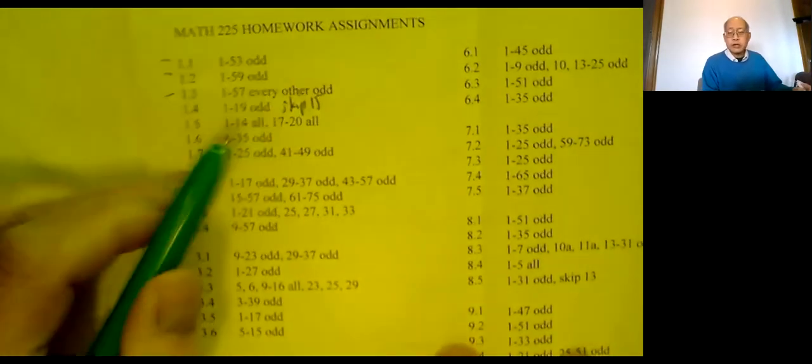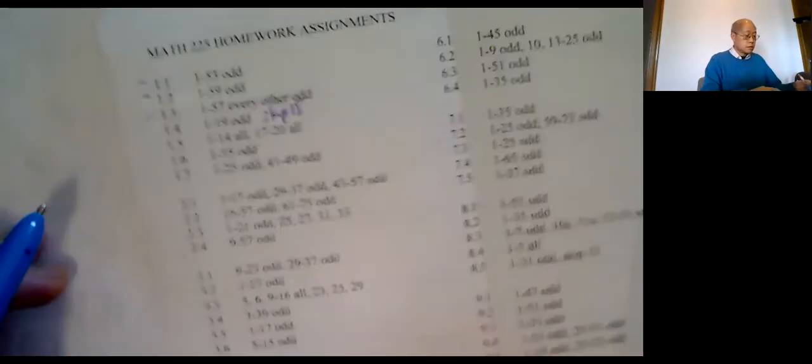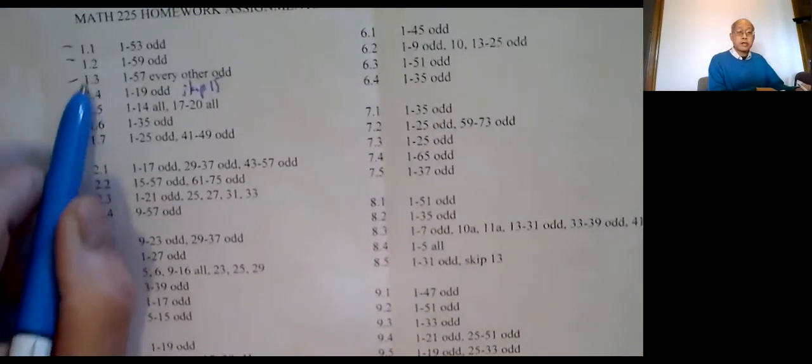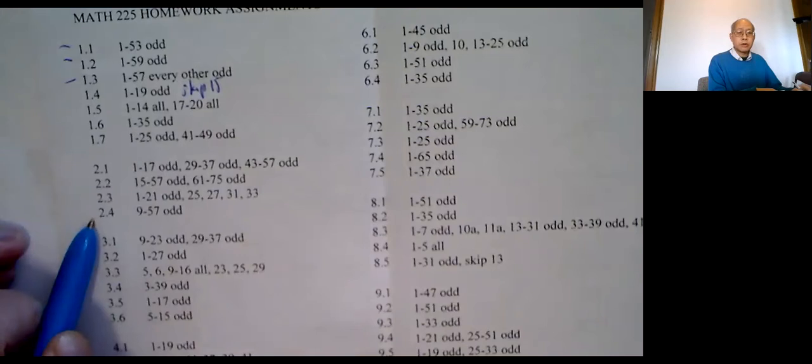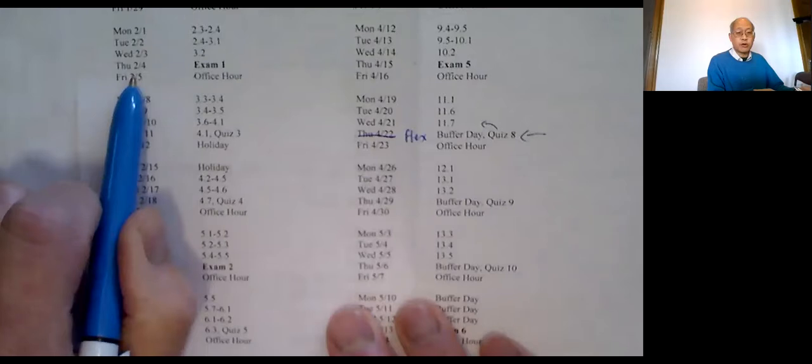Again, when do I turn in the homework? You only turn in the homework whenever there's a test. Okay, so all the chapter 1 and chapter 2 homework, you will turn in on Thursday, February the 4th.